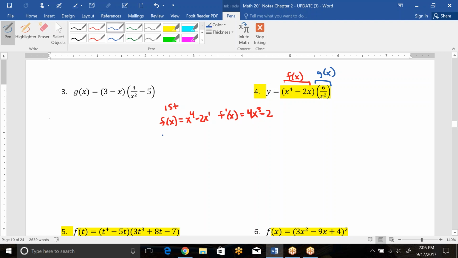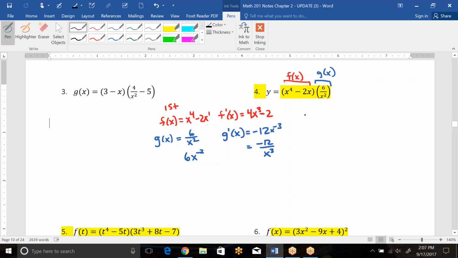For the second one, it's better, I would go ahead and write it as 6 over x squared, but for derivative purposes, you want to write that as 6x to the -2. So g prime, we pull the -2 to the front, so that makes 6 times -2 is -12, and we'd reduce the power, so that's actually x to the -3. So that one is -12 over x to the 3rd. We always use the fractional parts when we plug it back in.